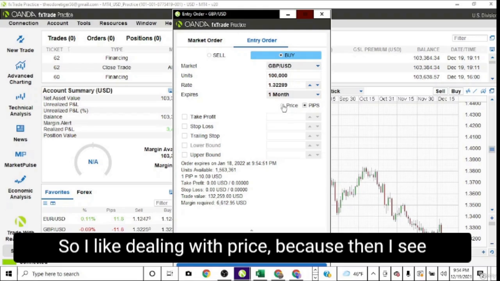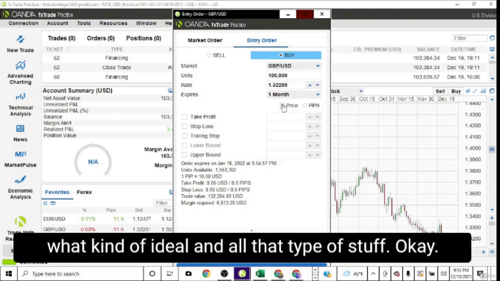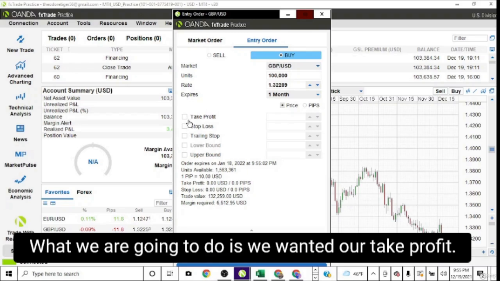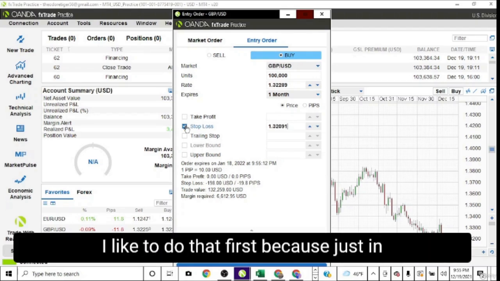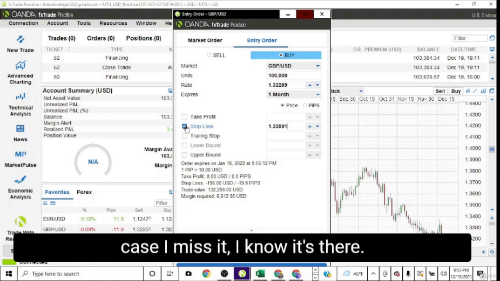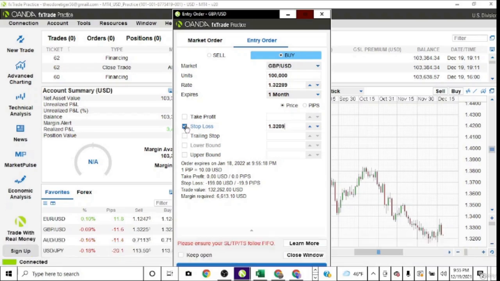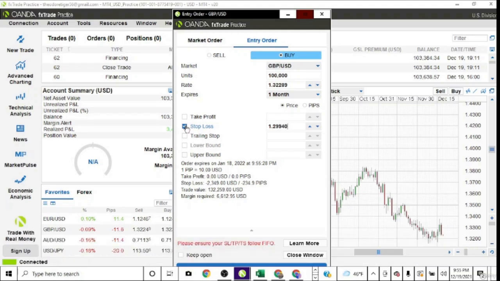So I like dealing with price because then I see how much money I made, where I'm going to make, what kind of ideal, and all that type of stuff. Okay, so we got that. Next, what we're going to do is we wanted our take profit. Where do we put our take profit at? First, let's do the stop loss. I like to do that first because just in case I miss it, I know it's there. We put our stop loss, I believe, at 1.29940. So let's change that. Okay, so we got that.